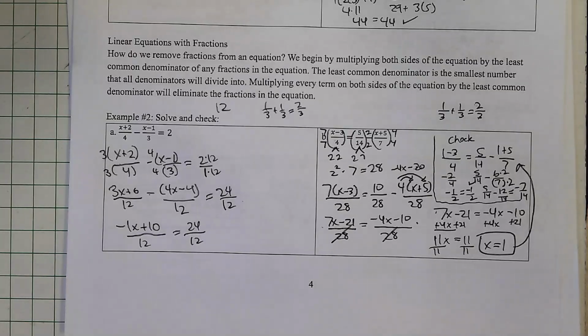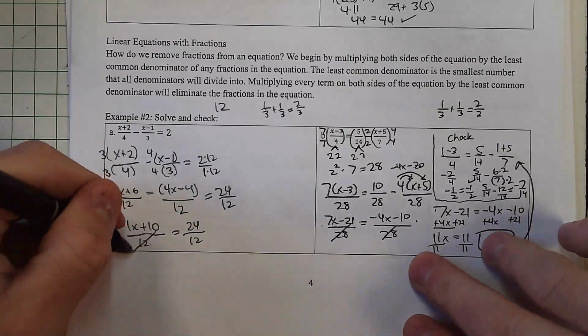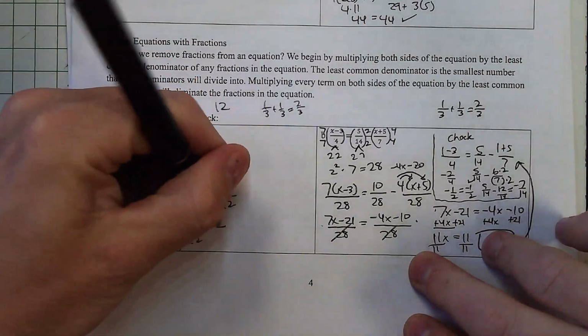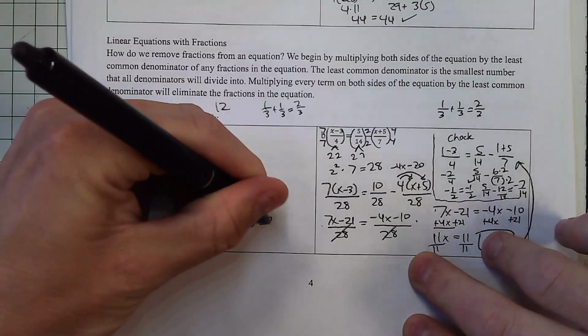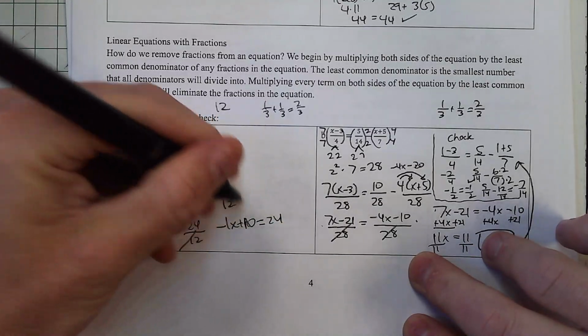Pause there for a moment. If I have a fraction equal to a fraction, they have the same bottom. What can I do with the bottoms? Cancel them out. So I can cancel out the 12s. I'll pause there for just a moment.